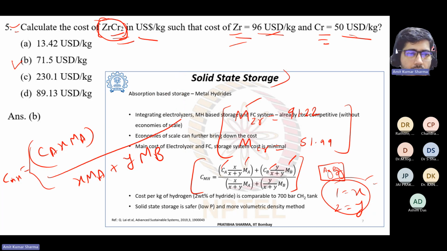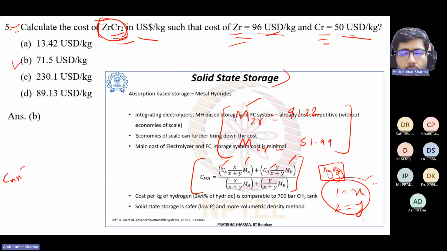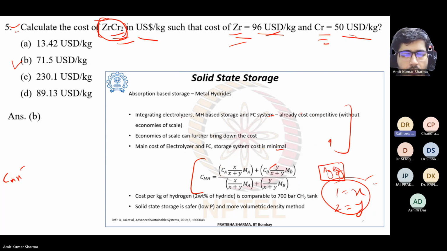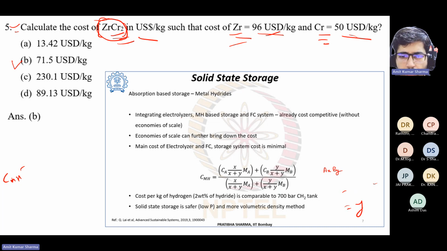By using this method, now you know the cost for this composition of zirconium and chromium, which can be used as a metal hydride to store hydrogen. Basically, during the design, we can calculate what the cost of the system will be. That is also part of the system, because you need metal hydride to store the hydrogen, so you need to know the cost.